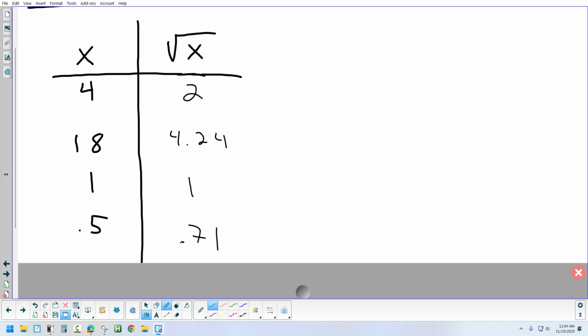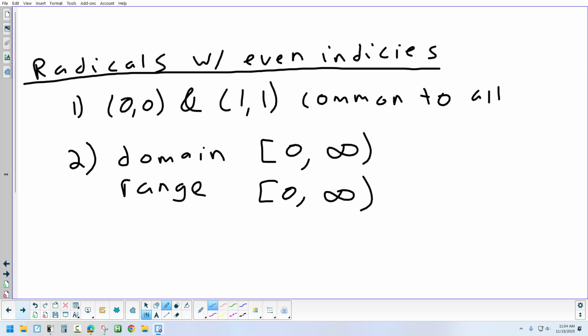Yeah. Can it act the same way with negatives? Well, remember with negatives you'd get imaginaries. Yeah, so we're not going to think about negative with square roots.